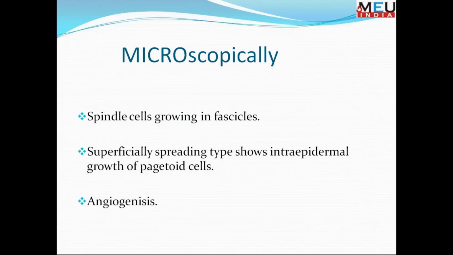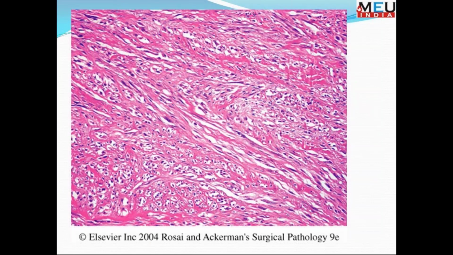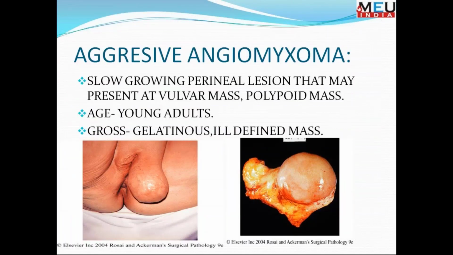Microscopically, the spindle cells are seen growing in fascicles, superficially spreading type. It shows intraepidermal growth of pagetoid cells with angiogenesis. This is the melanotic cells, and in another variant, we see cells which stain positive with immunoperoxidase staining.